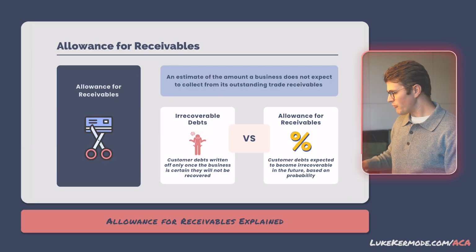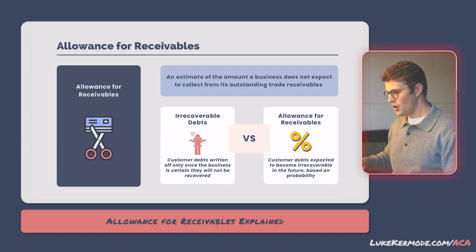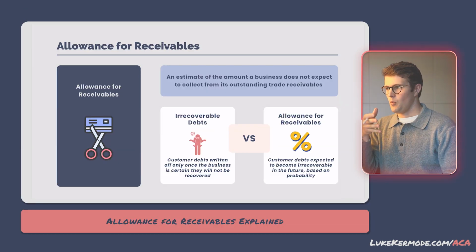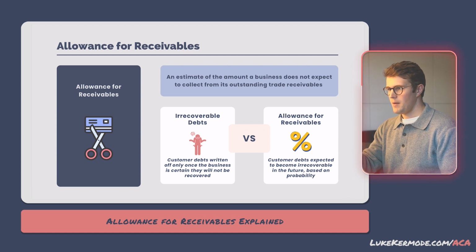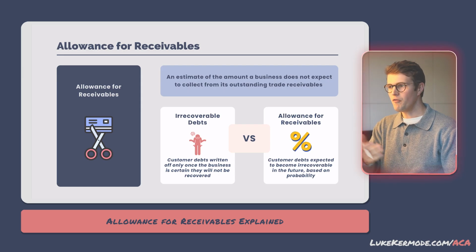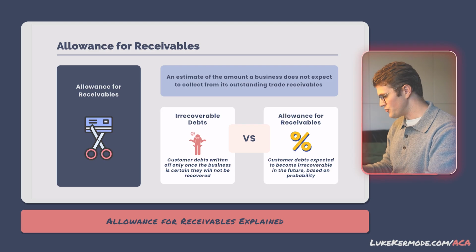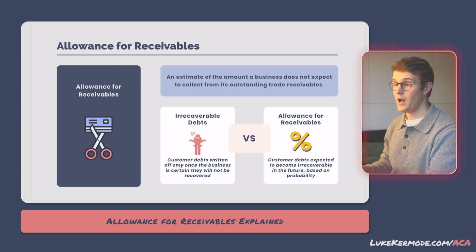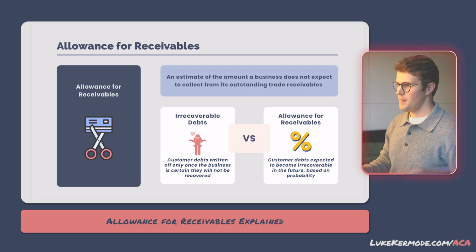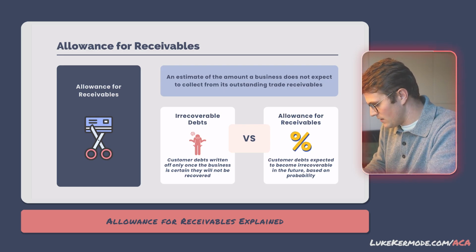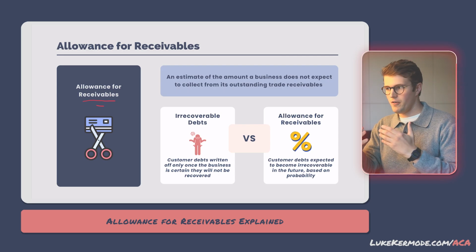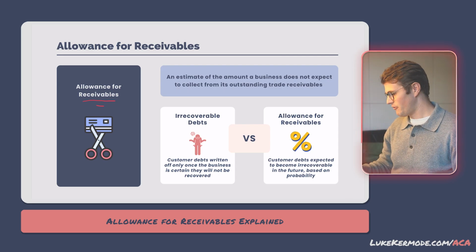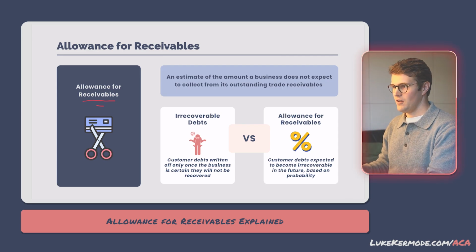Okay, so an irrecoverable debt is where a business knows that one of their customers won't be able to pay an amount that's owed to them. But what happens when a business has a reasonable degree of confidence that a customer might not be able to settle their debts in the future, but isn't 100% sure that this will happen? Well, in these cases, a business creates what's called an allowance for receivables, which is an estimate of the amount it doesn't expect to recover from its outstanding trade receivables.